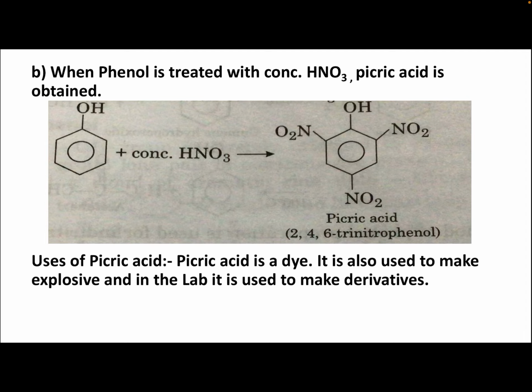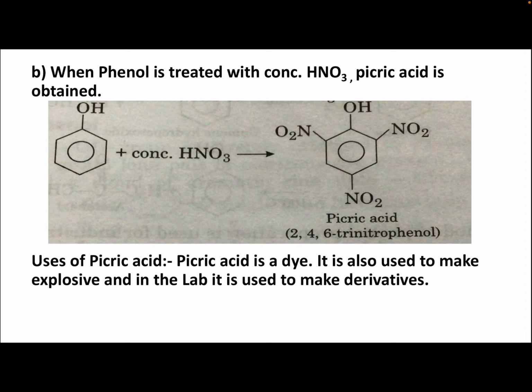Now, uses of picric acid. Picric acid is a dye. What is a dye? It is a compound which adheres to the fabric in such a way that it passes normal washing. That means a dye is used to give color to the fabric, that is, to clothes.